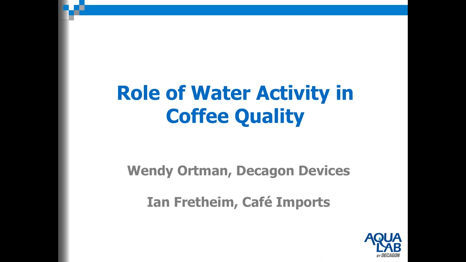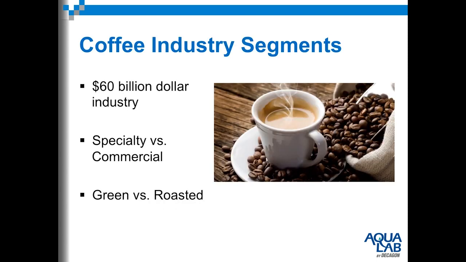So if we look at the coffee industry, it is a $60 billion industry and is the second largest commodity in the world in terms of trade value. So with an industry of this size, understanding factors that contribute to quality has a significant monetary value. So the coffee industry can be broken into two key segments, the first being commercial or commodity coffee, sometimes referred to as bulk coffee, and then also specialty coffee.